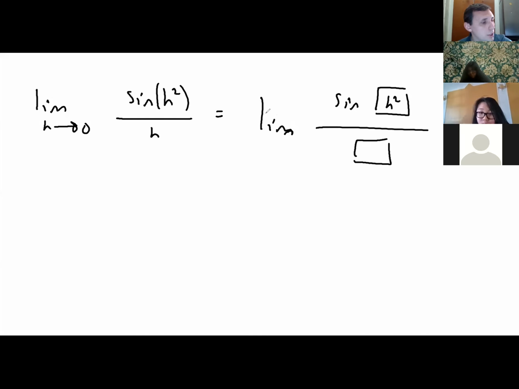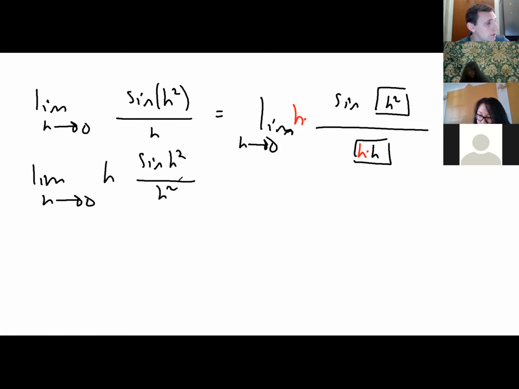I have an h here, but I need an h squared. So how do I get an h squared? I multiply by h. But if I multiply by h, I need to multiply that by h. Right? I multiply denominator by h and numerator by h. So that's now h going to 0. And what do we get? We get limit as h goes to 0 of h sine h squared divided by h squared.